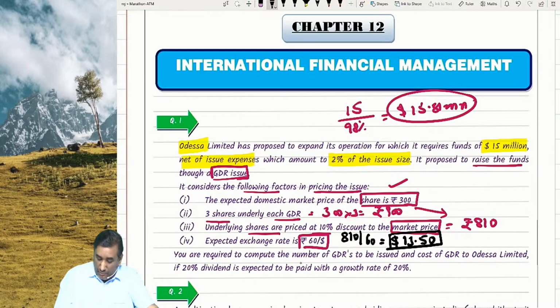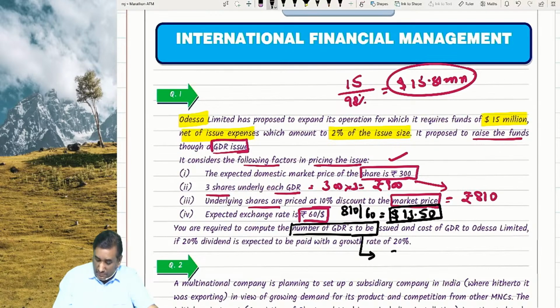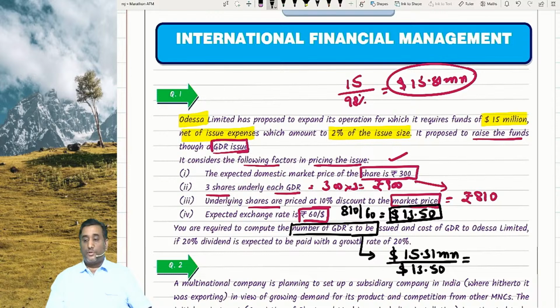You are required to compute the number of GDRs to be issued. The amount to be raised is $15.31 million, divided by the price of 13.5. How much do we get? 1.134 million. These are the number of GDRs.